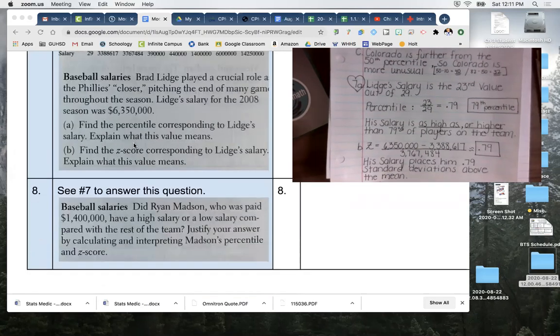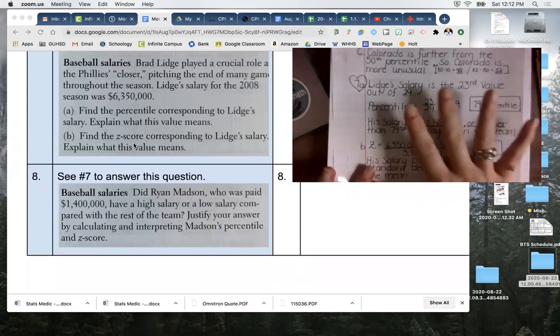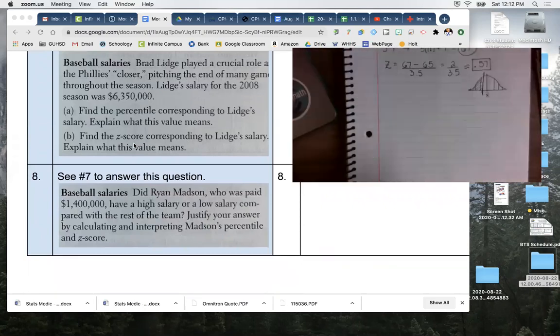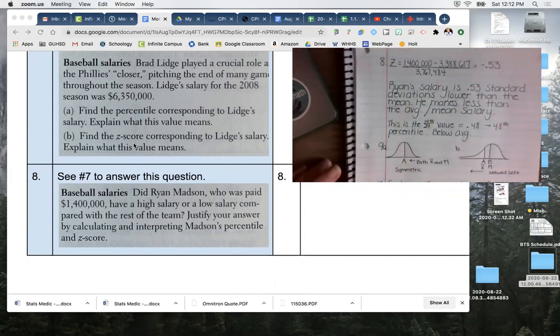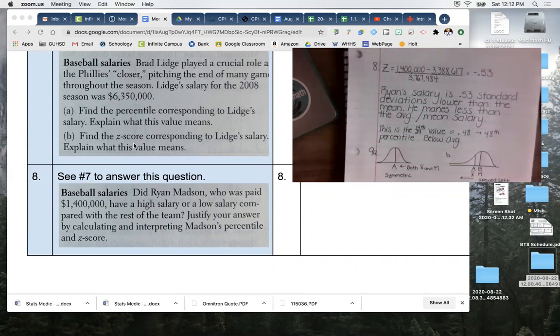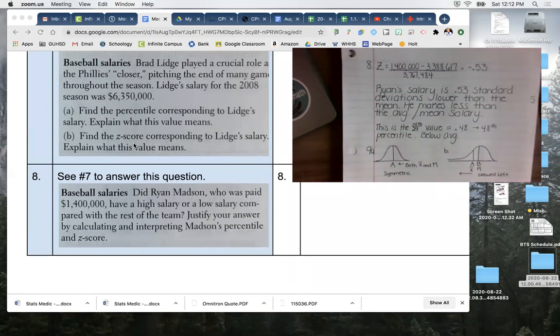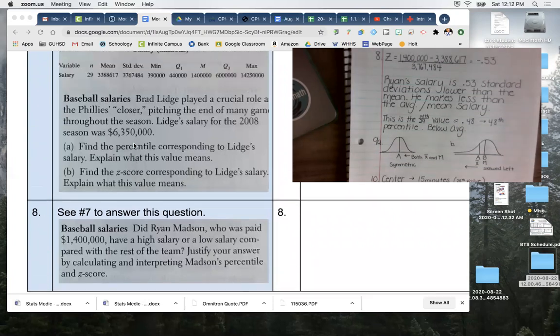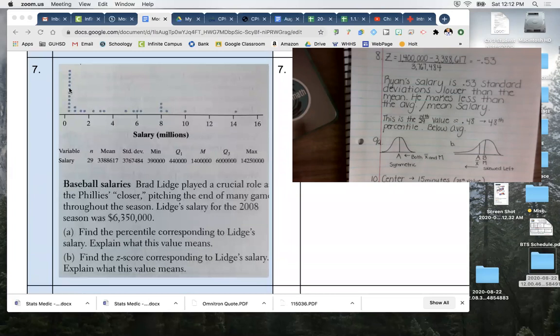Okay. In number 8, we're actually going to refer back to this same problem. It says, did Ryan Madison, who was paid $1.4 million, have a high or low salary compared to the rest of his team? Justify your answer. So I had to figure out where 1.4 was again. So I looked here. This would be 1 right here. So he must be one of these 2 dots. Oh, whoops, I'm sorry, 1.4 would be one of these dots right here. My guess is that it would be closer to this one.